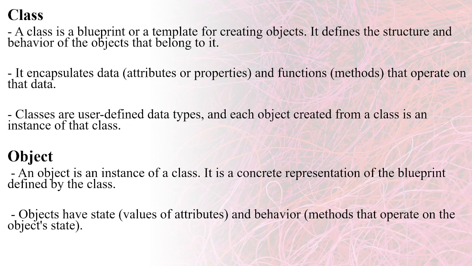So what is an object? An object is an instance of a class, and it is a concrete representation of what is defined by the class. Objects have a state and behavior, that is the values, attributes, and methods on which operations are performed. So they have state and behavior also.